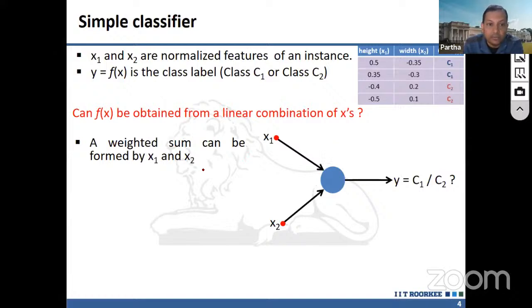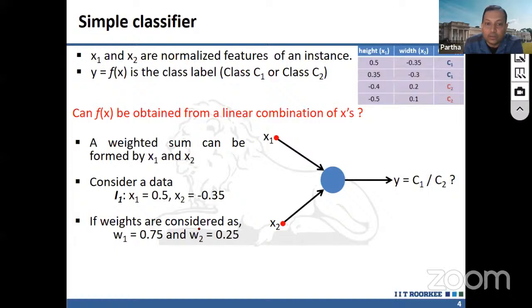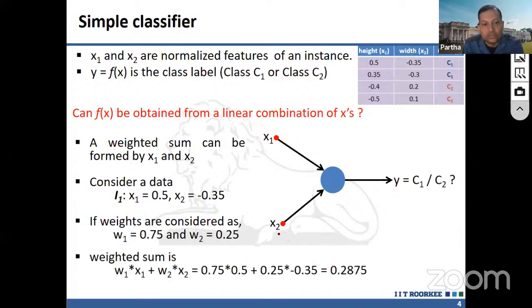A weighted sum can be formed from x1 and x2, and then consider data like 0.5 and minus 0.35. Some weights we are considering, for example 75% of 0.5 and 25% of the other value. So the weighted sum will be w1x1 plus w2x2, which comes as 0.75 into 0.5 plus 0.25 into minus 0.35, giving 0.2875. This is the total sum, so I am getting one number from these two features.